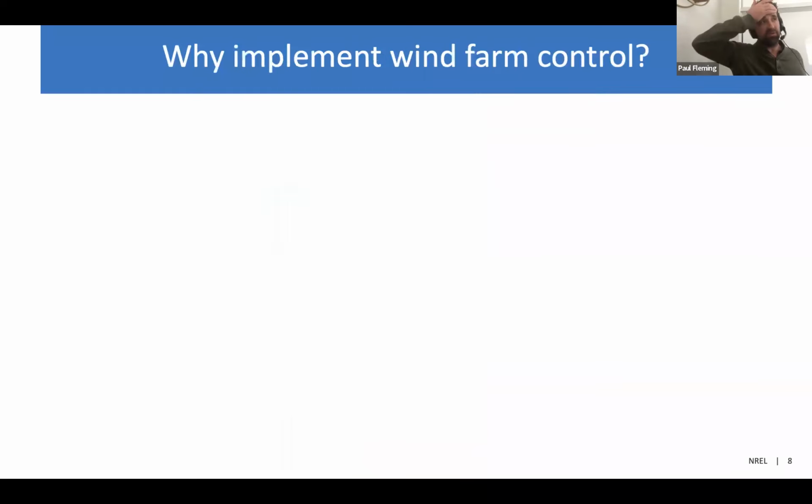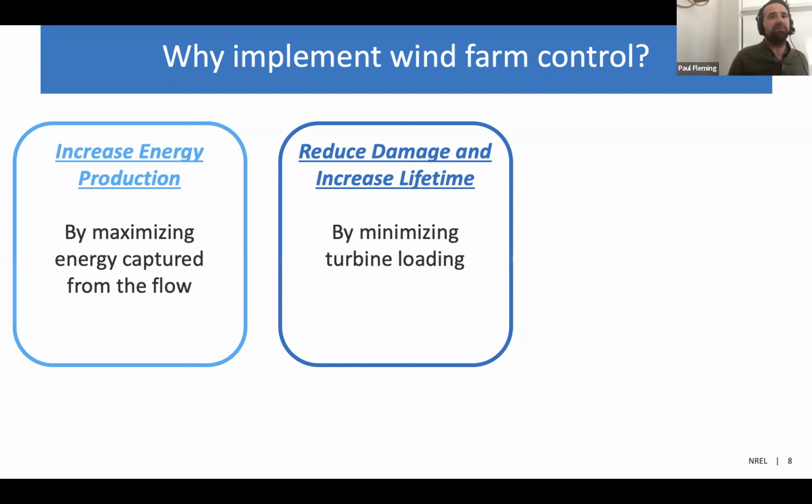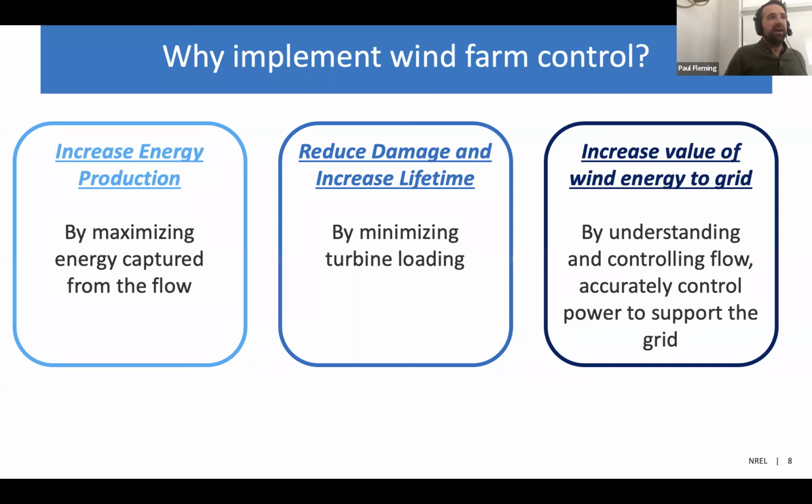Why implement wind farm control? One main reason is to maximize energy production. There are opportunities in this coordination to increase the overall energy production of a farm, which we'll talk about. There are also opportunities to reduce damage and increase lifetime of turbines. And finally, there's an opportunity to increase the value of wind energy to the grid.